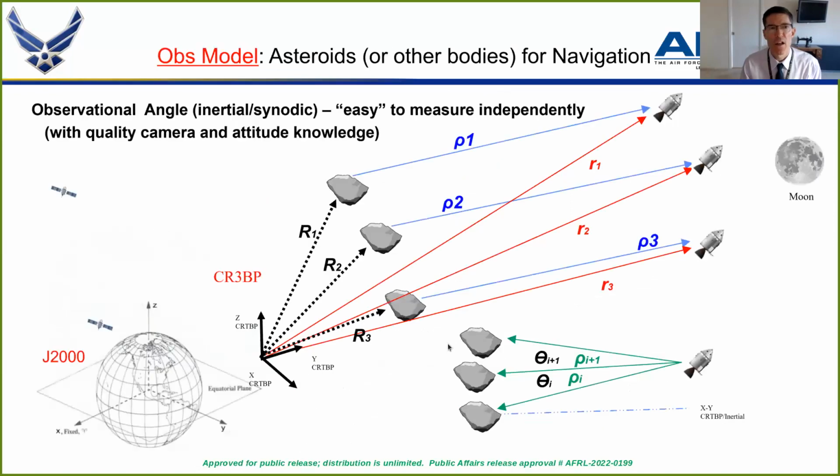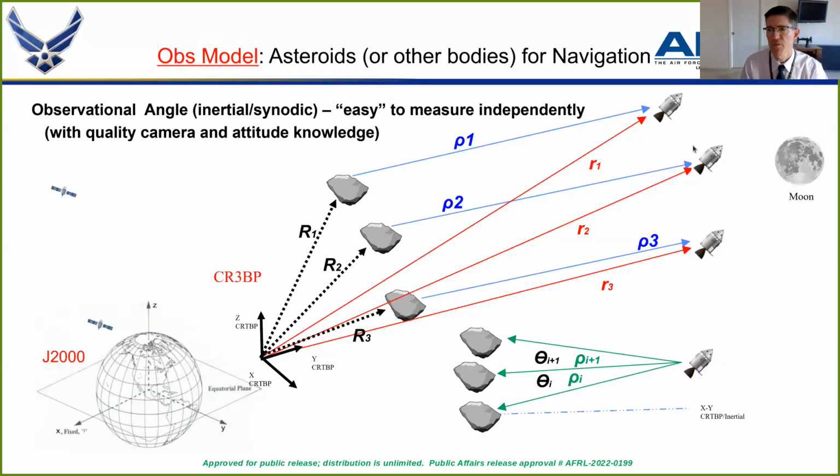Okay, let's go to the next slide. So the model of observation, I just want to briefly describe it, and it's quite simple, actually. Again, these are unit vectors for rho 1, rho 2, and rho 3. Those are in blue. The position of the asteroid, for example, is the dashed capital R1, R2, R3, the dashed black lines. These positions, in either J2000 or in the CR3BP, are given by the JPL ephemerides.